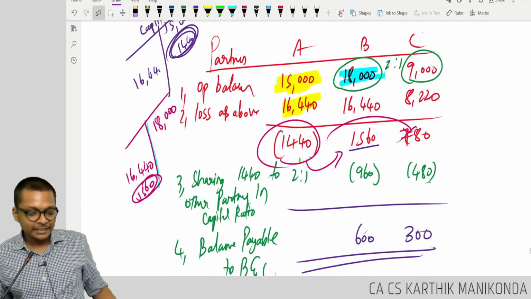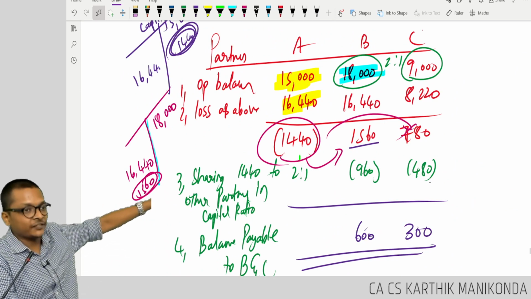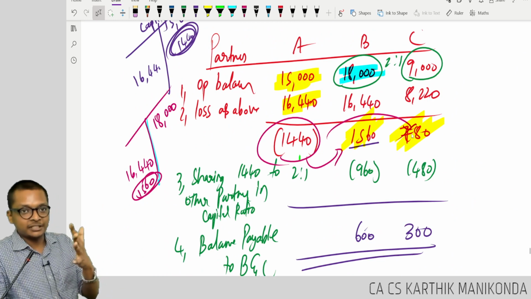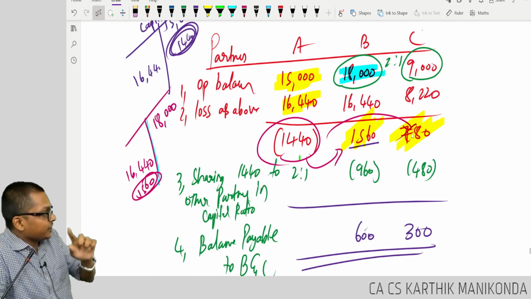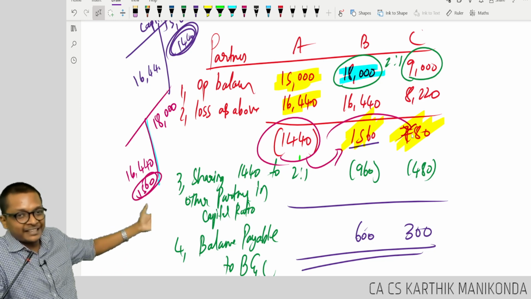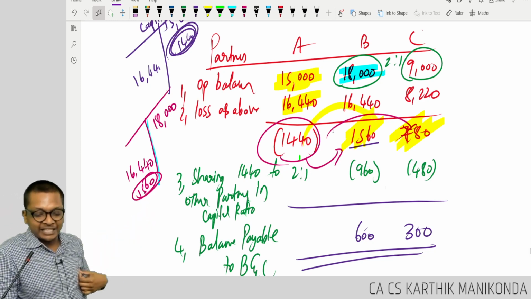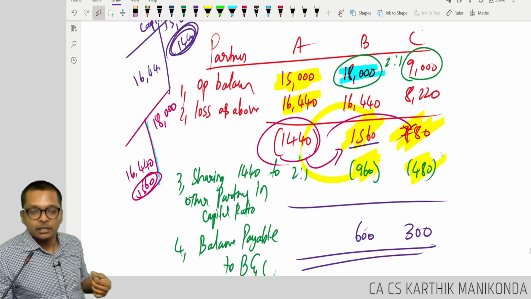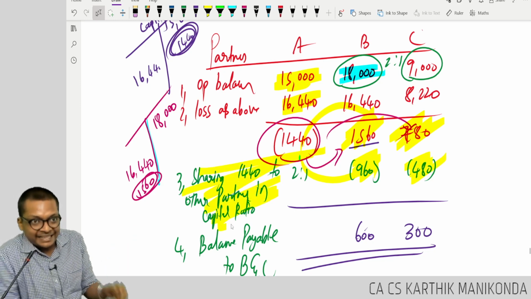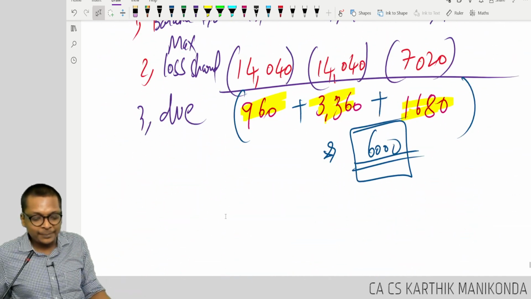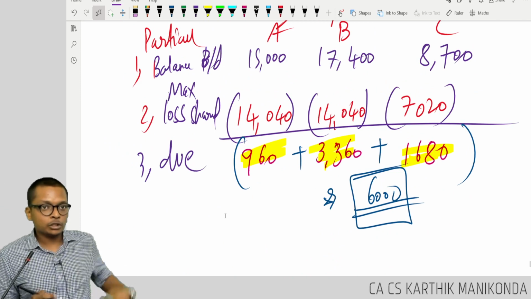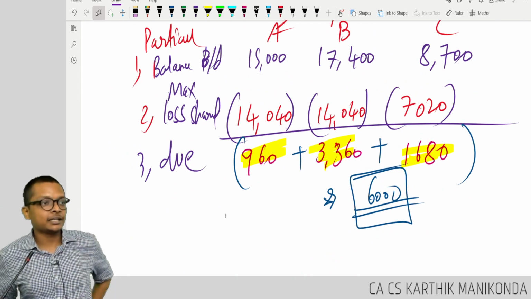Look at this. Here, if you see, money was not sufficient, because if I added 1,560 plus 780, money was not sufficient. Money would have been sufficient if A brought in 1,440. He is not going to bring in 1,440. That's why this was shared between the other partners as 960 and 480. This step of sharing in capital ratio is not applicable in this working note because we never got a negative, because no partner had to pay us.